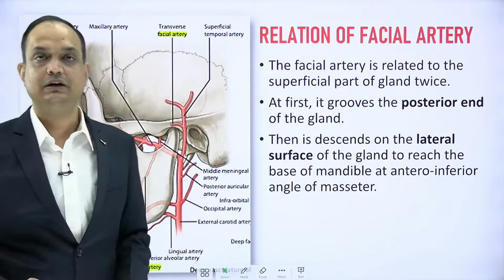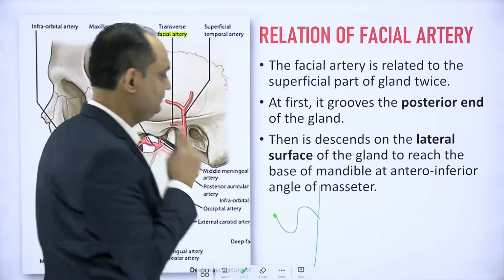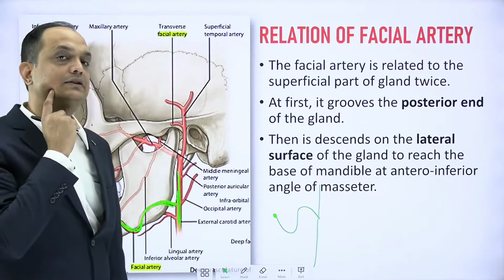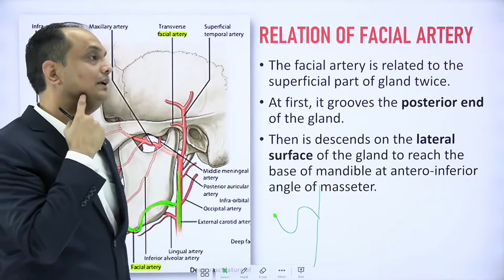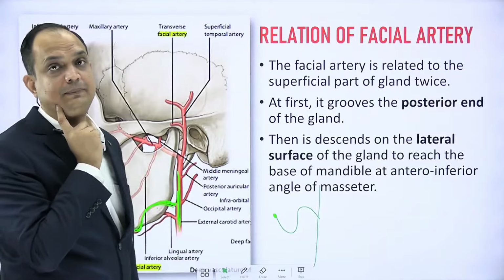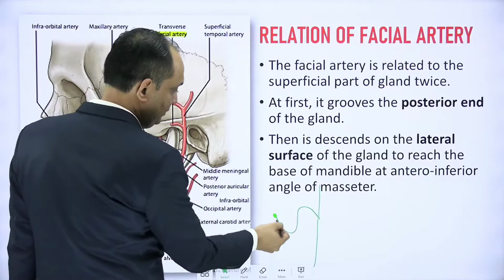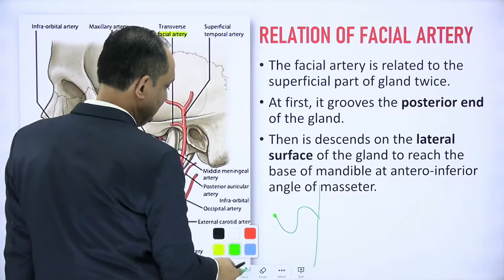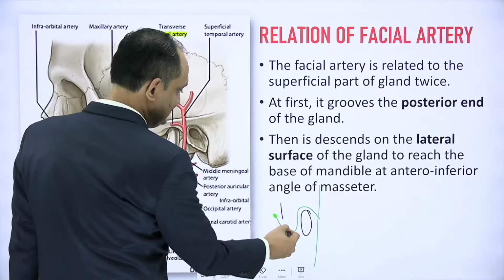Now, this is an S-shaped loop. This S is arising from the external carotid, and this is the terminal point of the S. This terminal point is here, at the junction of the base of the mandible and the anterior border of the masseter muscle, where you can palpate or feel the pulsation of the facial artery. Now, in this whole part of the facial artery, you can see that there are two spaces. One is this space, second is this space.